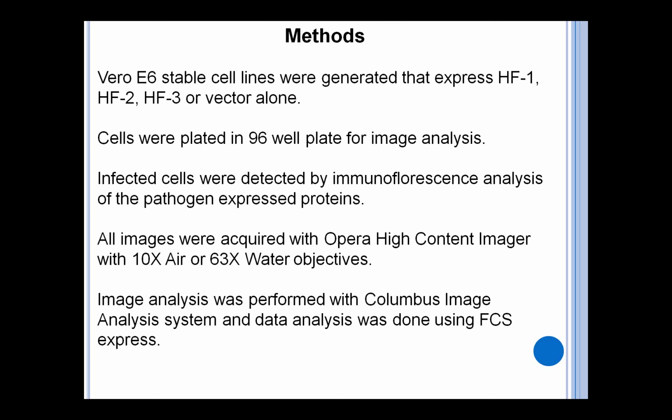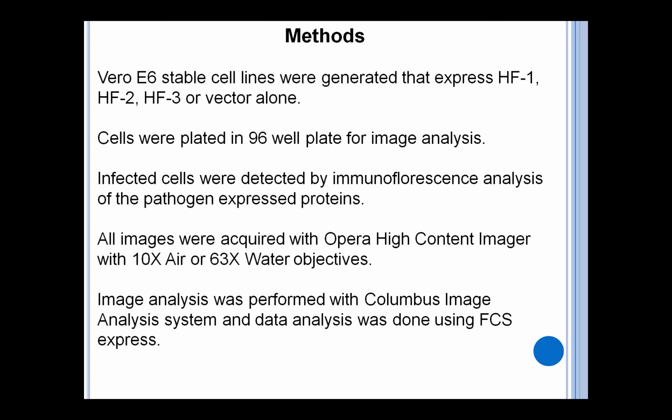Briefly, the methods that we use: Vero cell lines, which are stably expressing HF1, 2, and 3, or the vector alone, were generated. All the cells were plated in 96-well format and imaged on the Opera high-content imager. The infected cells were detected by immunofluorescence analysis of the pathogen-expressed proteins. All the images were acquired with the Opera high-content imager, with either a 10x air objective or a 63x water objective. Image analysis was performed with the Columbus image analysis system, and the data analysis was done using FCS Express.